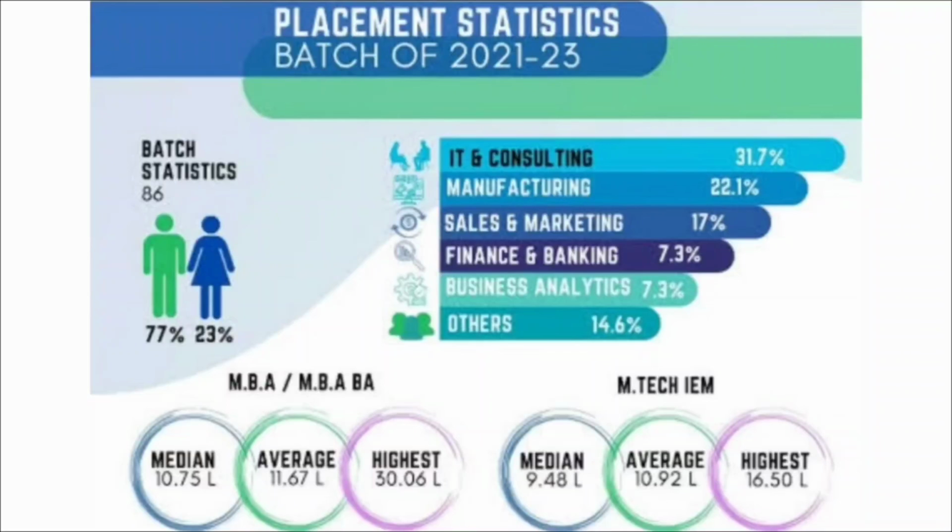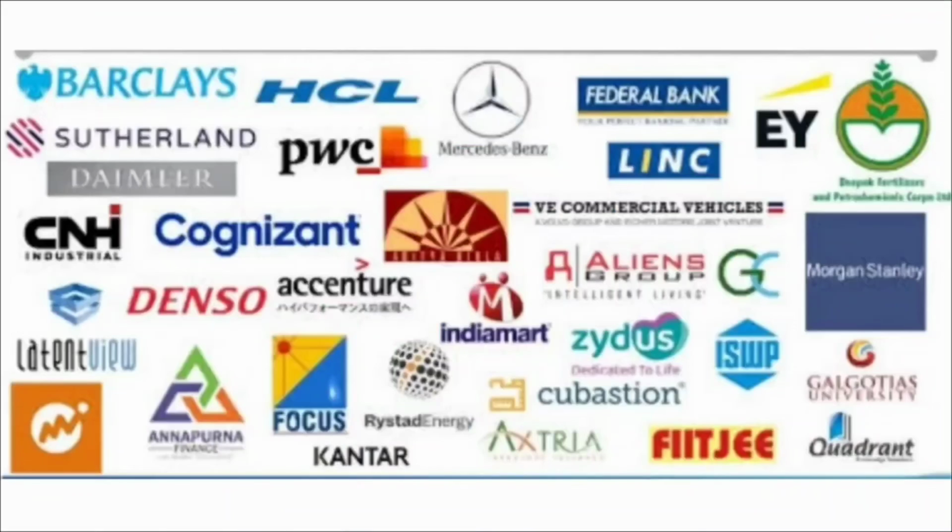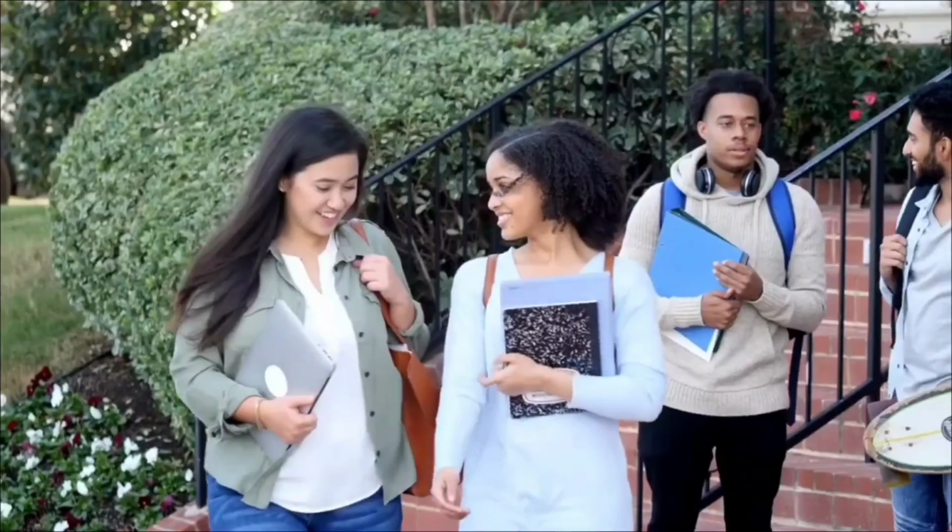Then if we consider the overall batch profile, 77% candidates are male candidates and 23% candidates are female candidates. Then if we consider the overall top recruiters for IIT Dhanbad, those are Barclays, HCL, Federal Bank, EY, Byju's, IndiaMart, Accenture Strategy, PwC, Cognizant, Morgan Stanley, and there are so many other companies over there. So this is all about the IIT Dhanbad.